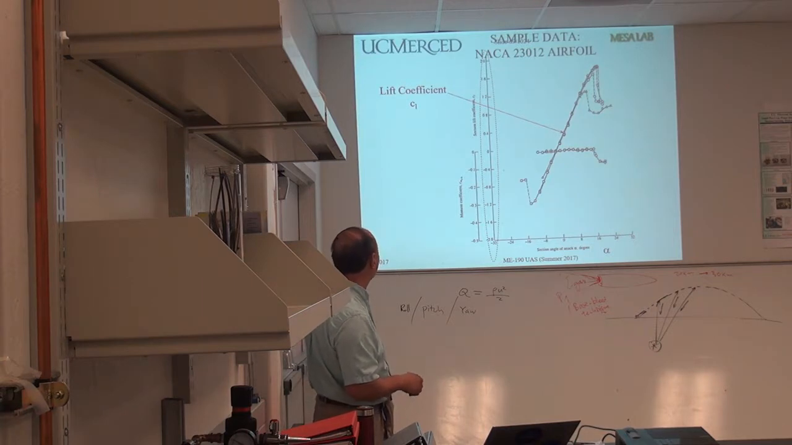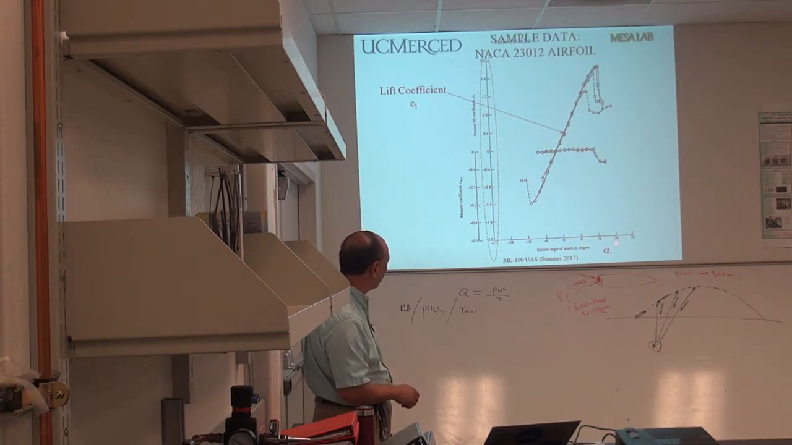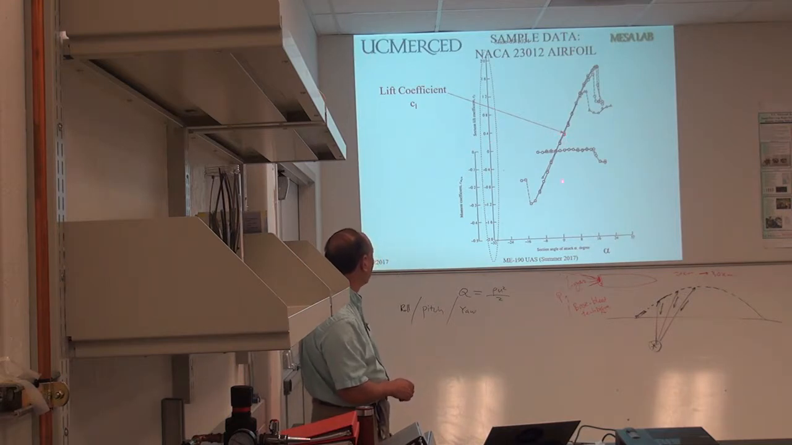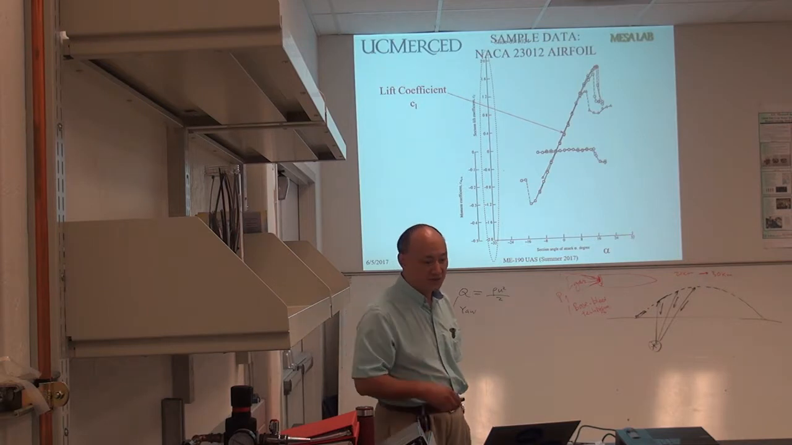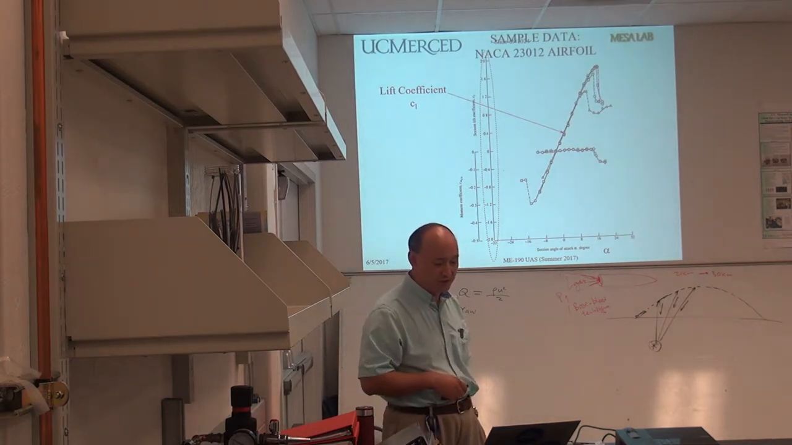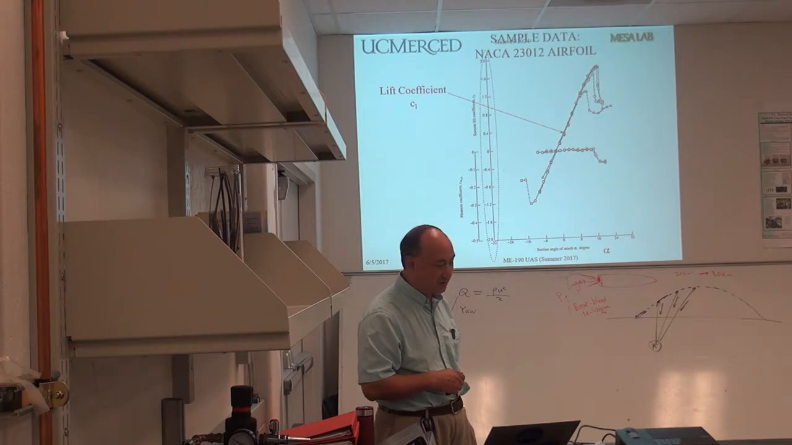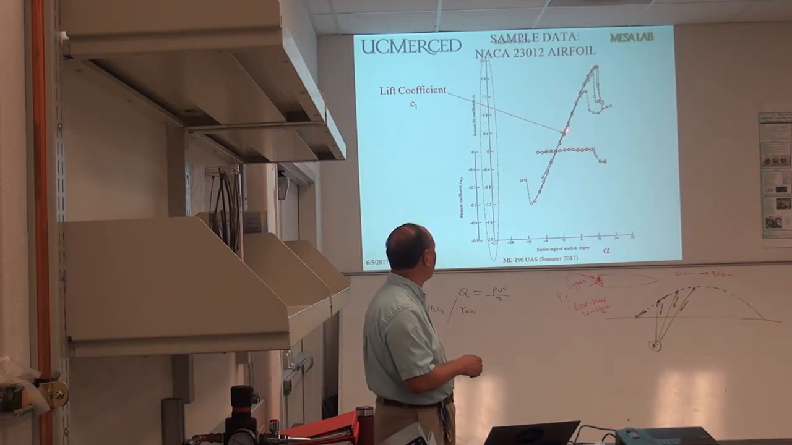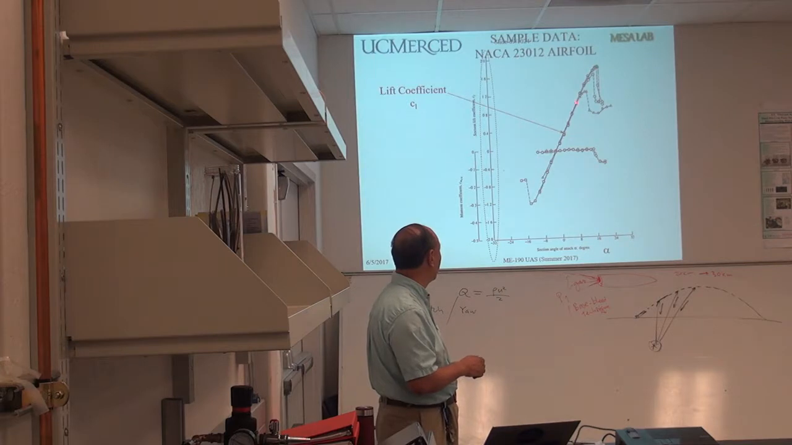So as we can see, the lift will go up, okay, it's linearly proportional to the alpha, the different angle of attack. So when alpha is zero, the lift is non-zero, okay, so it's not a symmetric airfoil. For alpha zero corresponding to lift not zero, it's a non-symmetric airfoil. If it is symmetric, it will be zero, right? And then as alpha goes up, the lift goes up.